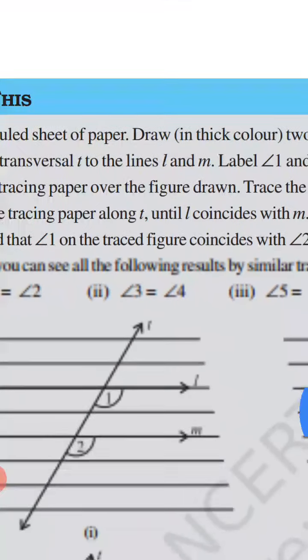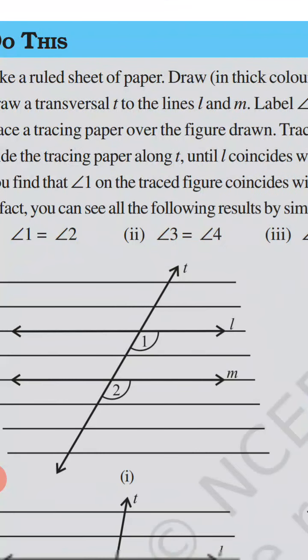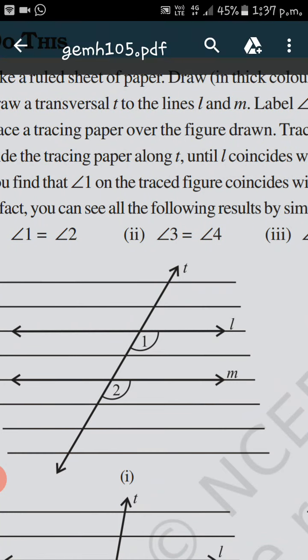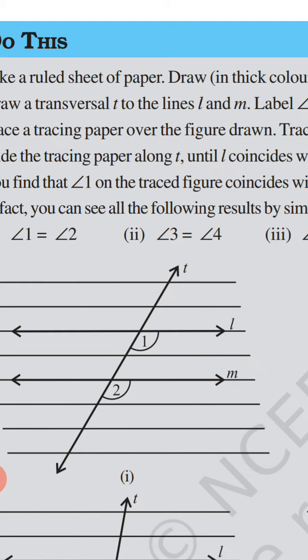You see here, these are parallel lines, and this oblique line is called a transversal. L and M are parallel lines, and another line T is called a transversal. We can represent a line by small letters L and M, or A, B, or P, or Q, or any letter. So L is parallel to M and T is a transversal.